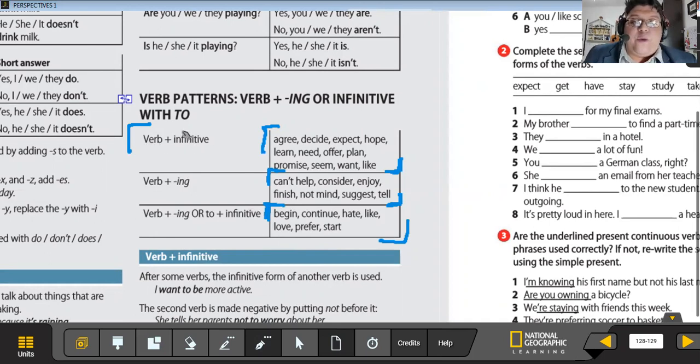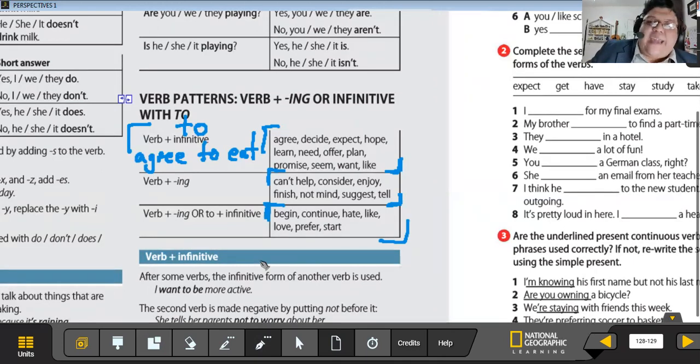Once you add these verbs to your vocabulary list, make sure you add how you use them. For example, verb plus infinitive. Infinitive means to. For example, agree to eat. Yeah, I agreed to eat with my friends the other day, so I'm sorry, I can't go. Decide. Yeah, I decided to play guitar, so I'm going to take some lessons. All right? Expect. I expect to learn English in 2 years. I expect to perfect it. I hope. I hope to pass English class. I hope to pass. I want to pass.